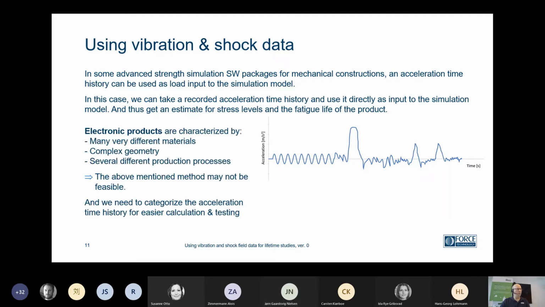But when we look at electronic products, they are made of many different materials. They have quite a complex geometry if you want to make a very detailed computer model of it, and it's a result of several different production processes. So it might not be feasible to make this kind of simulation on electronic modules. And in order to have some calculation and some test and accelerated test, we have to categorize the acceleration time history so we can get on with it. And I will show you some examples of categorization.